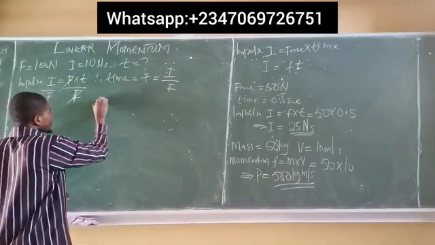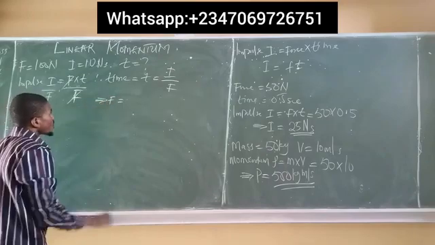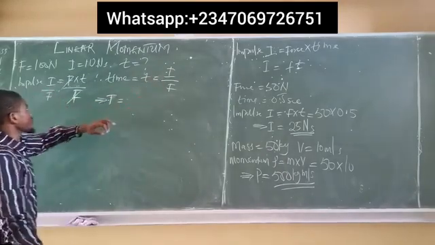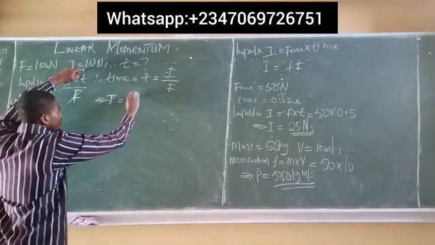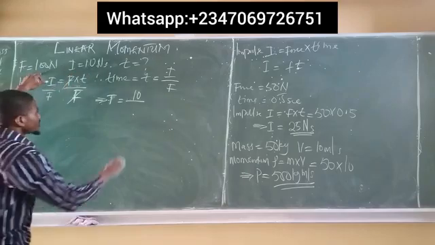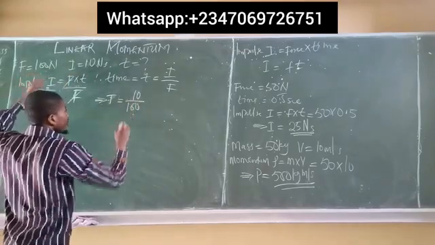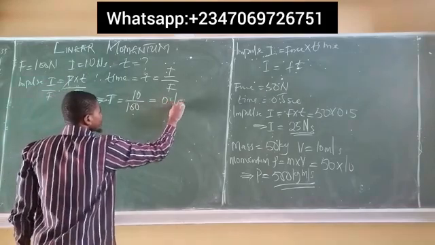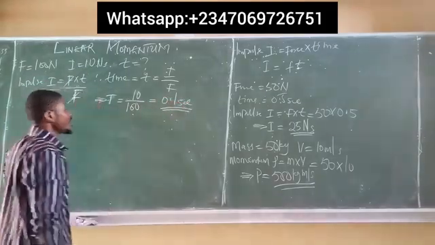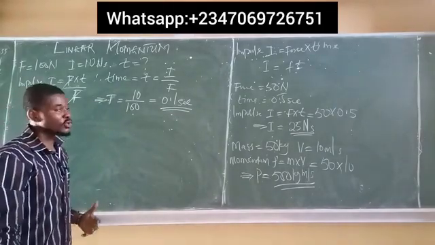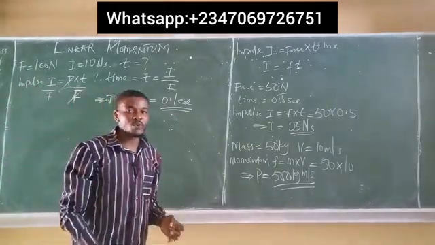So this simply implies that the time at which this collision occurred is given as impulse, which was given to us as 10, all over the force, which is 100. So 10 divided by 100. The answer to this is 0.1 seconds. So the time at which this collision occurred is simply 0.1 seconds.